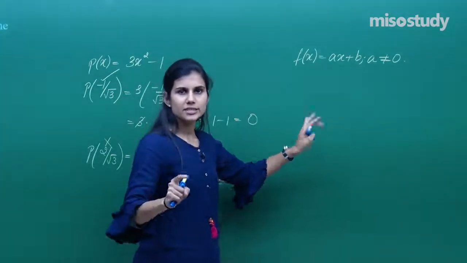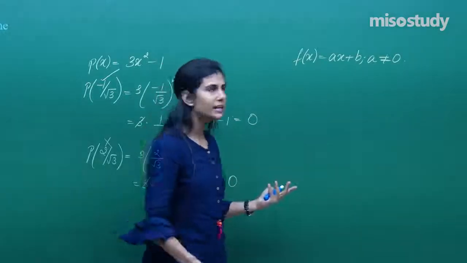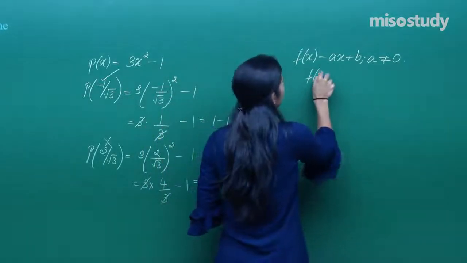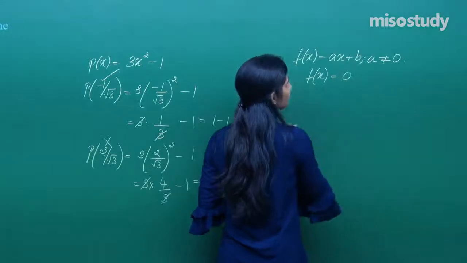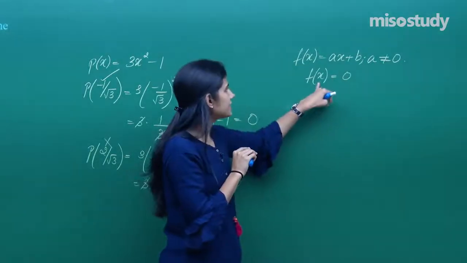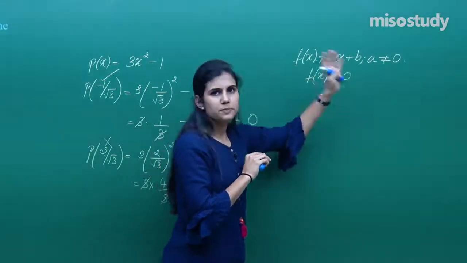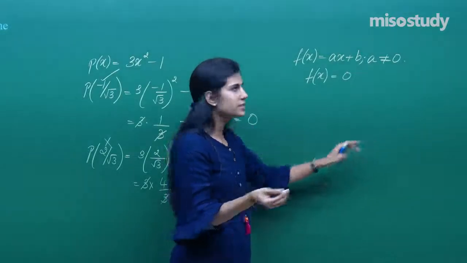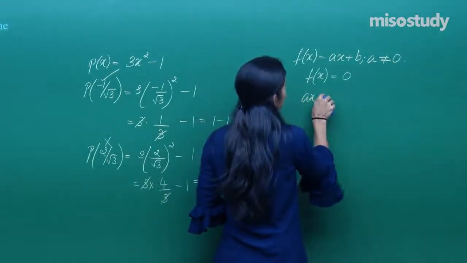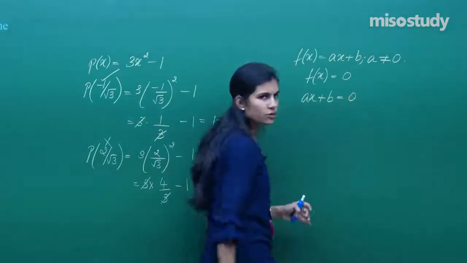Only one value of x is there, which is the zero of a linear polynomial. What is that value? Well, I want some value of x for which f of x is 0. That means some value of x which, when I plug it in place of x, makes this expression 0. That is the zero of f(x). That means I want such an x such that ax plus b is 0.